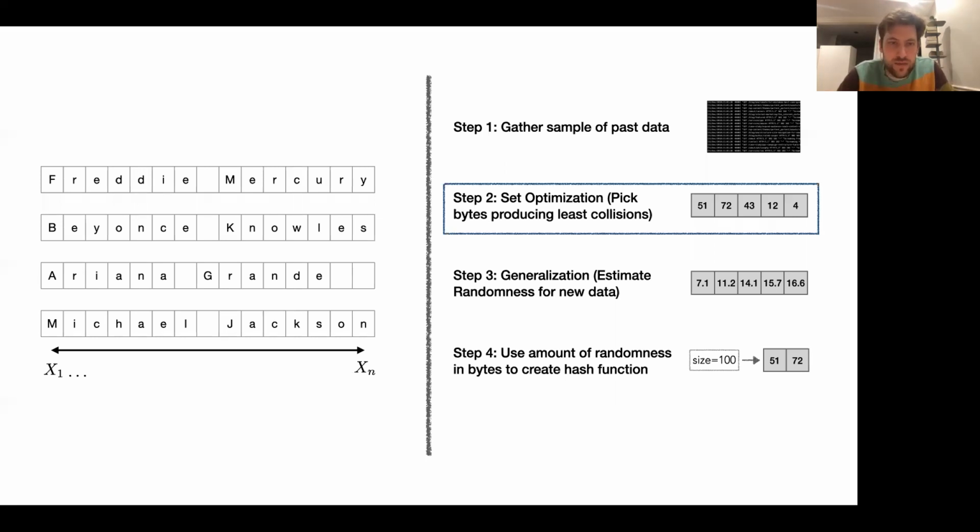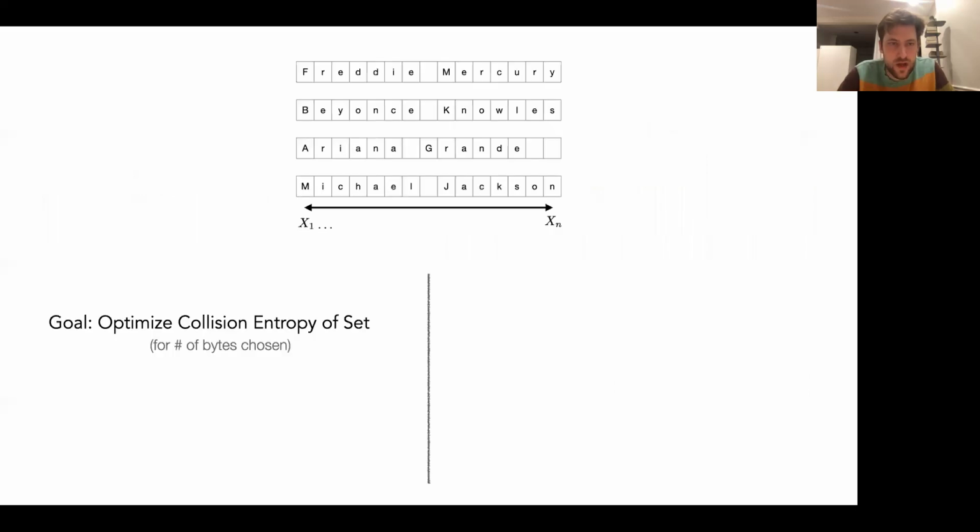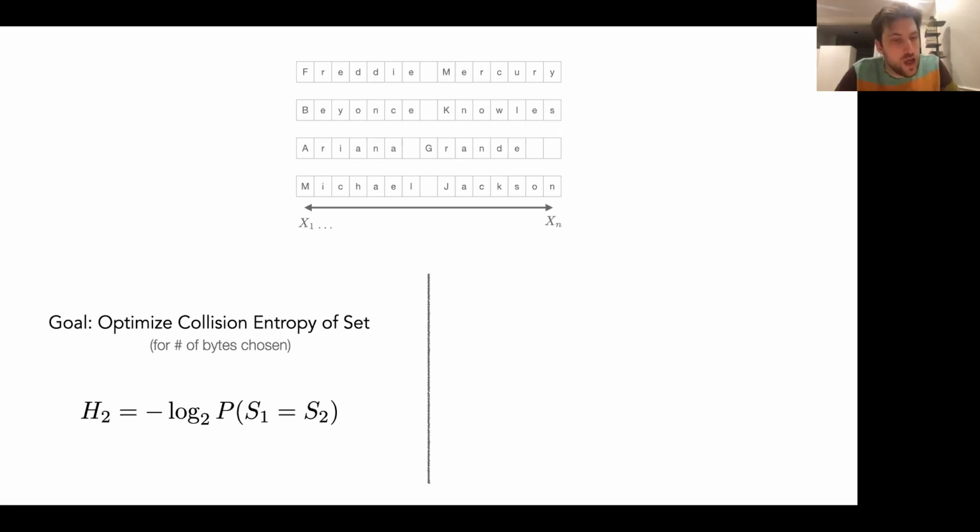So we'll start with step 2. The thing we're going to optimize is, for some set of bytes of size k, which bytes produce the fewest number of collisions. Or equivalently, we're going to optimize the collision entropy, which is defined as the negative log of the probability that 2 items drawn IID from our distribution are equal to one another.